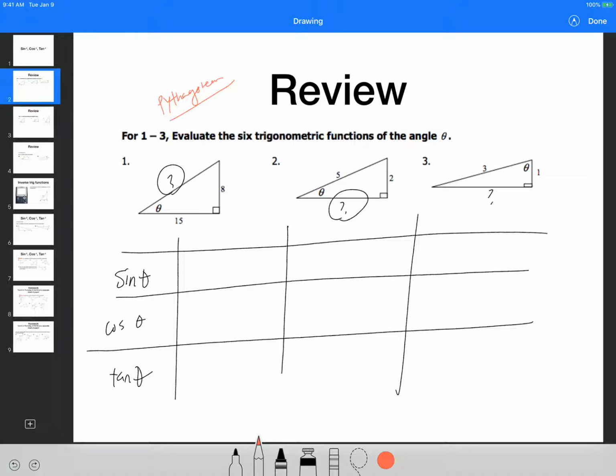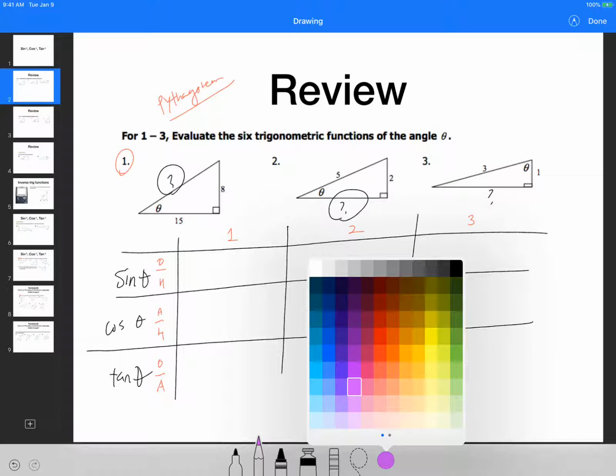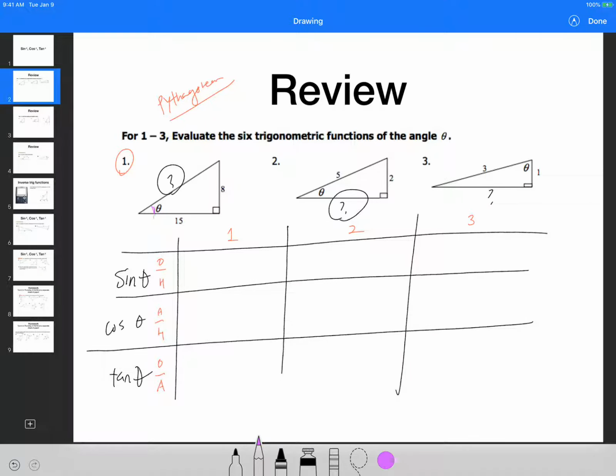So now I'm assuming that you're finished. Let's go over this. Here, for this first triangle, I'm going to write number 1, number 2, number 3 like this. Sine of theta would simply be opposite over hypotenuse, right? Cosine is adjacent over hypotenuse, and tangent is opposite over adjacent. So in order for me to do sine, I would have to take the opposite side to the angle, and the opposite side for that would be 8.